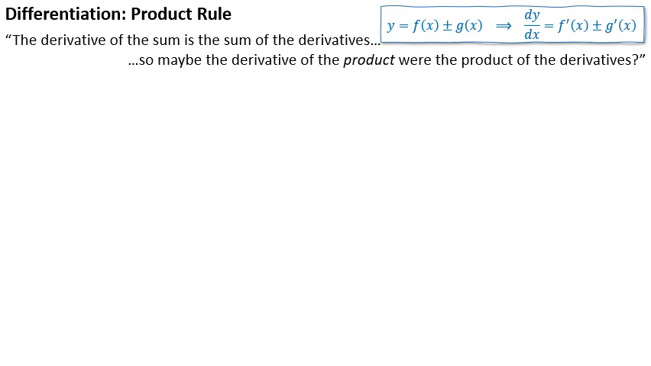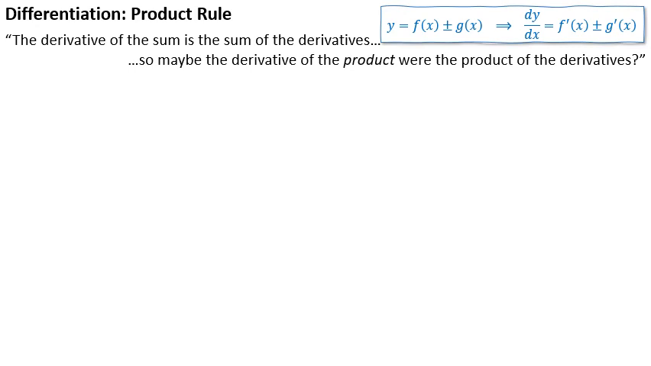And a very common starting point, a fairly logical conjecture, would be: does that work with multiplying? Perhaps the same thing will happen when you have the product of functions. If the derivative of the sum is equal to the sum of the derivatives, maybe the derivative of the product is equal to the product of the derivatives. In other words, perhaps we just differentiate each of the two things and multiply them together, and that will be the same as the derivative of the two things multiplied.